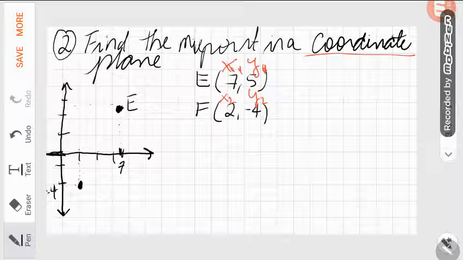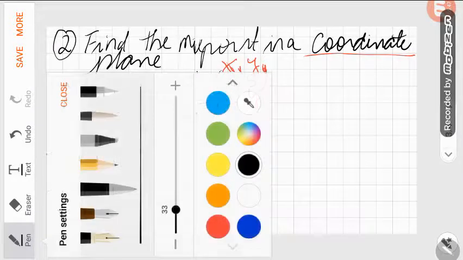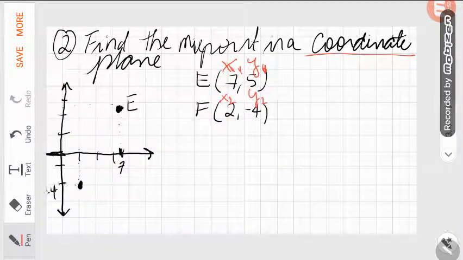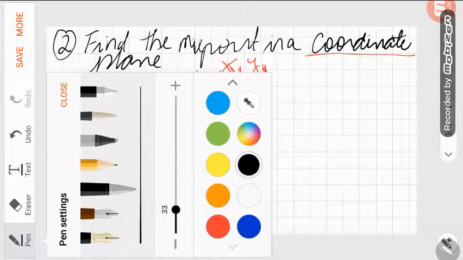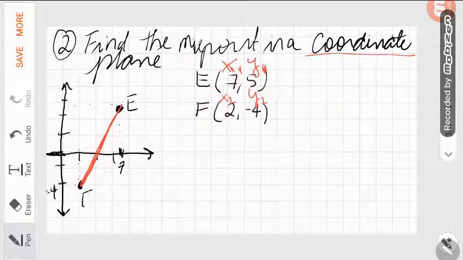here, exactly here. Okay, so if I draw a segment between these 2 points to join them, I'm going to have that this is my segment EF. Okay, so segment EF now, we have to find the midpoint.